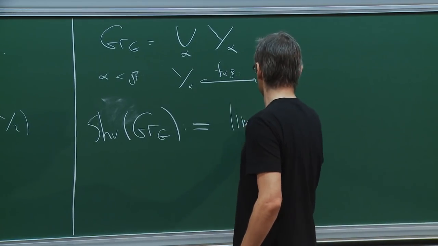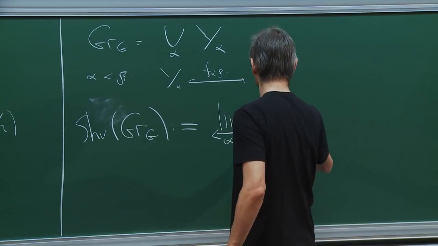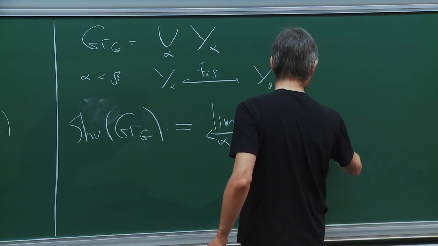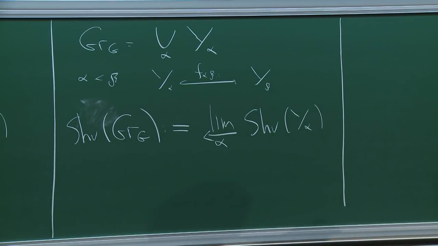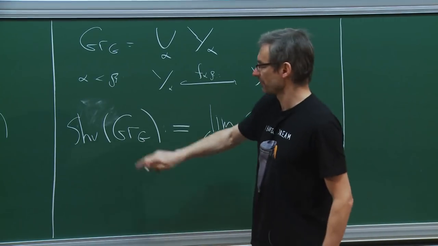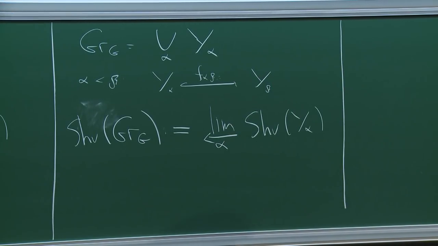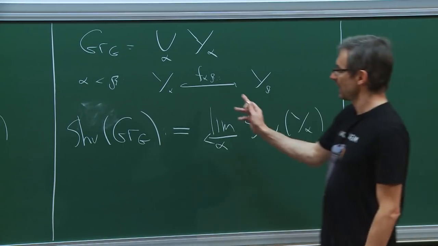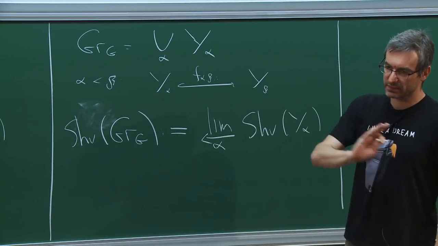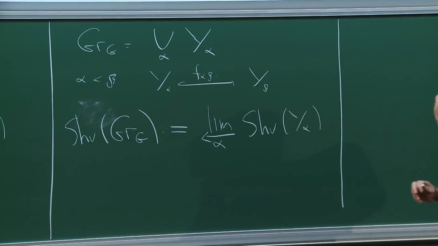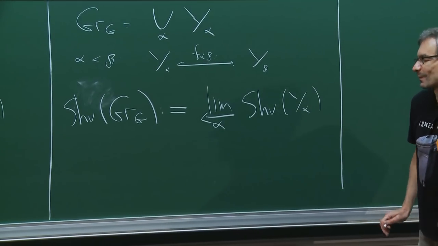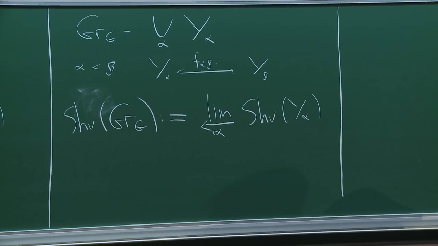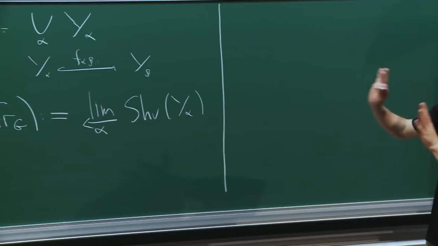I should write it like this. In other words, you should think of an object of the category of sheaves on the affine Grassmannian as a compatible family of objects on each of these Y alphas, compatible in the sense of !-pullbacks. They !-pull back to each other. So that's the definition. Again, there are time constraints. Otherwise, I would be able to explain why this is exactly what you want.